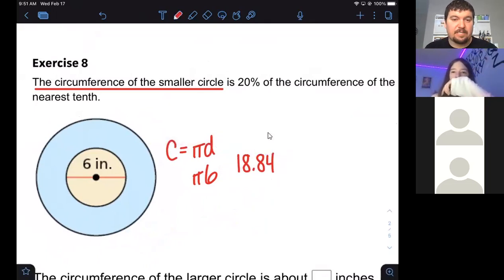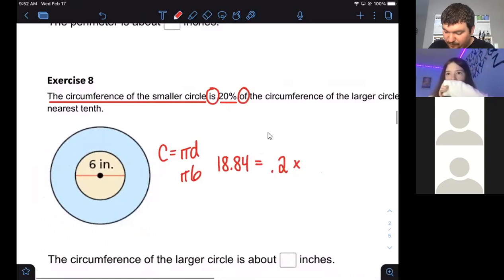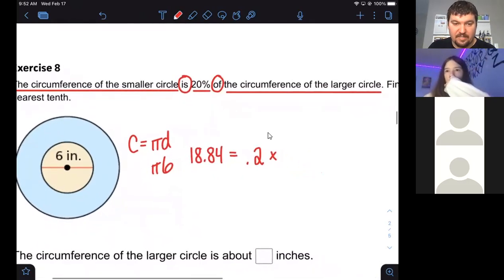It says the circumference of the smaller circle, 18.84, and then it says is. What does the word is mean? Equals, good, you guys remember. Then it says 20%, which as a decimal is 0.20 or just 0.2. And then what does the word of mean? Multiply. Yep, times. And then it says the circumference of the larger circle, which we don't know. That's going to be our variable. I'm going to call it C for circumference.